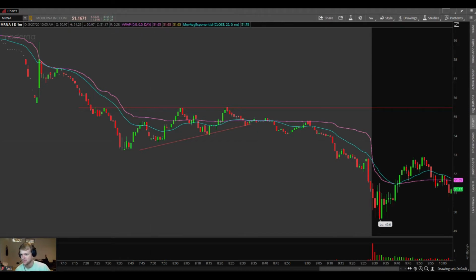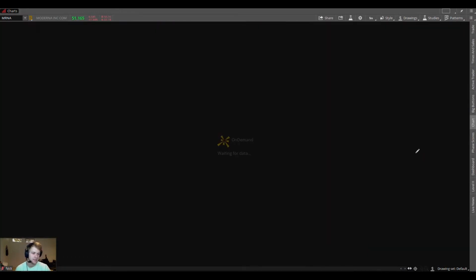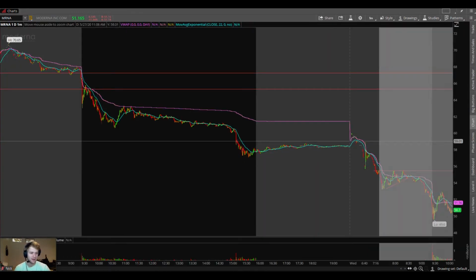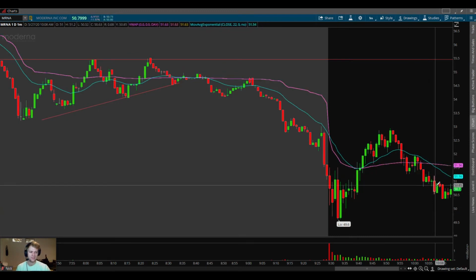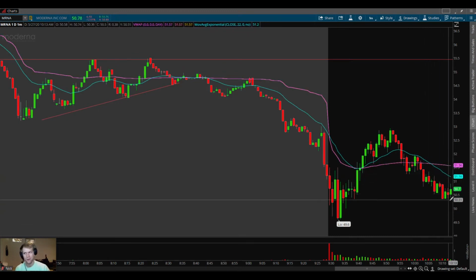So let's fast forward to about 10:14. Let's see what this stock did after VWAP. Beautiful. Look at this. This was a beautiful read. We're still grinding lower. The stock's making new lows. VWAP was a great little crossover indication there.